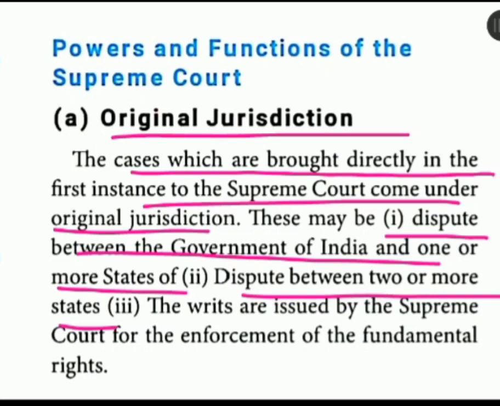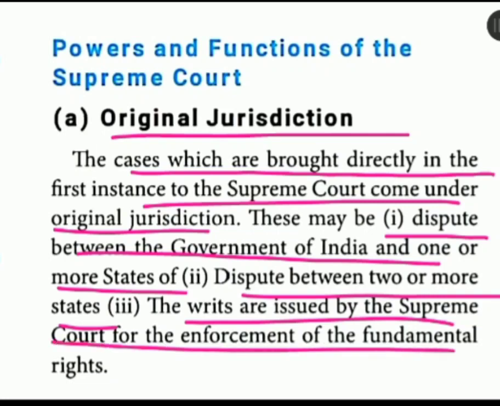The next one, the last one, the writs issued by the Supreme Court. Writs, yes, many writs are there: habeas corpus, mandamus, certiorari, quo warranto, and prohibition. So who has the right to pass those writs? The Supreme Court has the power to pass the writs. The writs are issued by the Supreme Court for the enforcement of the fundamental rights. Okay, enforcement in the sense, implementation. Yes, so that's the thing.